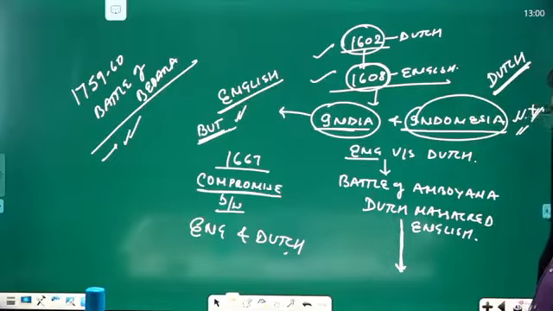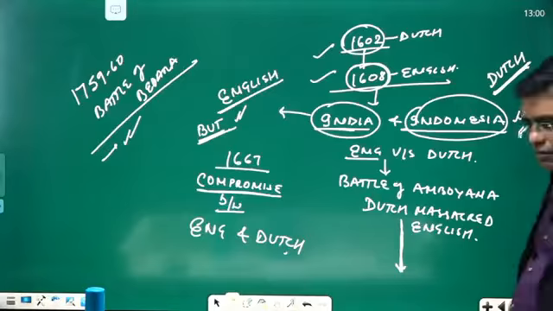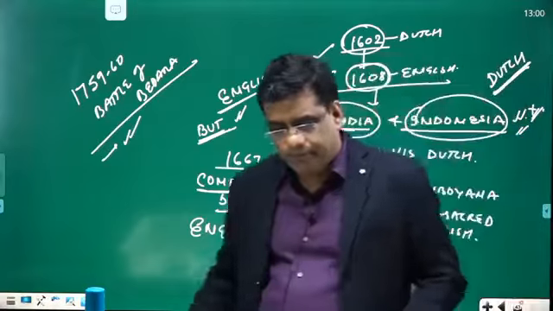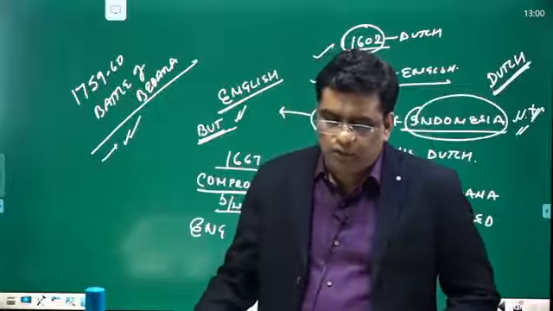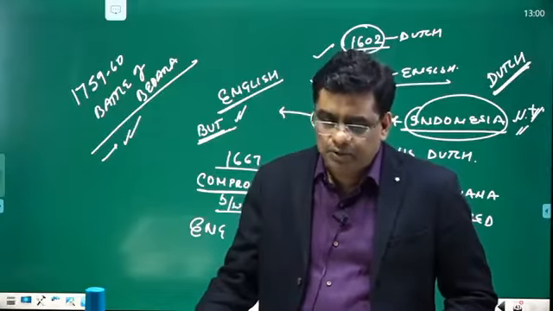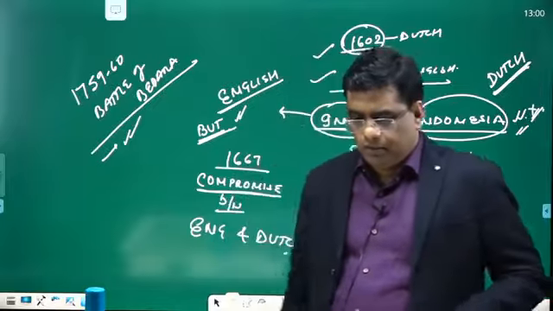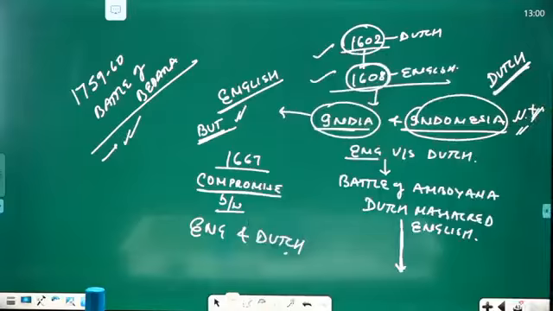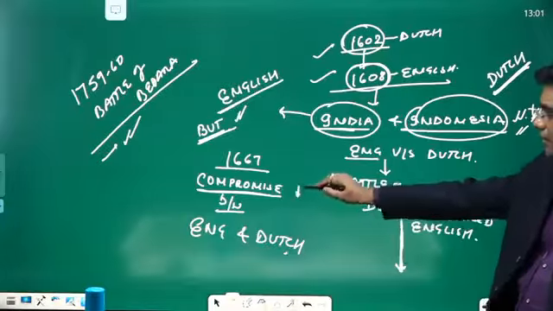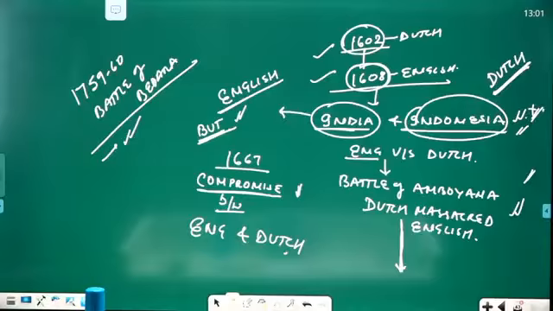So we have seen Portuguese, we have seen Dutch. It was called East India Company because all the companies were coming for India and the East. East means Eastern Hemisphere. So, the Battle of Amboyana: Dutch massacred the English. After that, the war started, and there was a compromise between English and the Dutch. The final defeat of Dutch was in the Battle of Bedara, 1759-60.